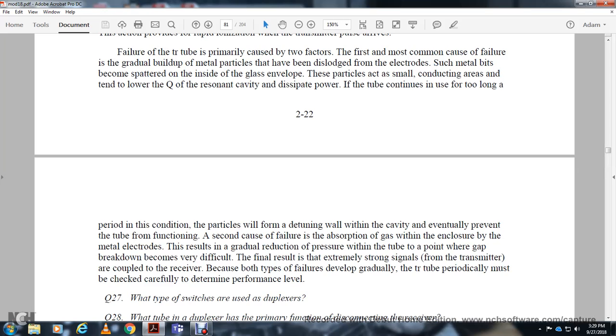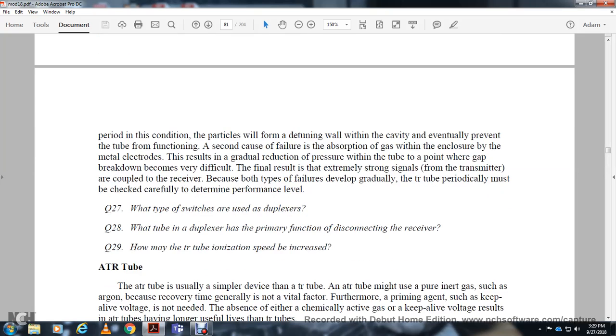The second failure is absorption of gas in the enclosure by the electrode, gradually reducing the pressure of the tube to the point where the gap breakdown becomes very difficult, resulting in an extremely strong signal from the transmitter being coupled to the receiver. This type of failure develops gradually, so the TR tube must periodically be checked carefully to determine its performance level.